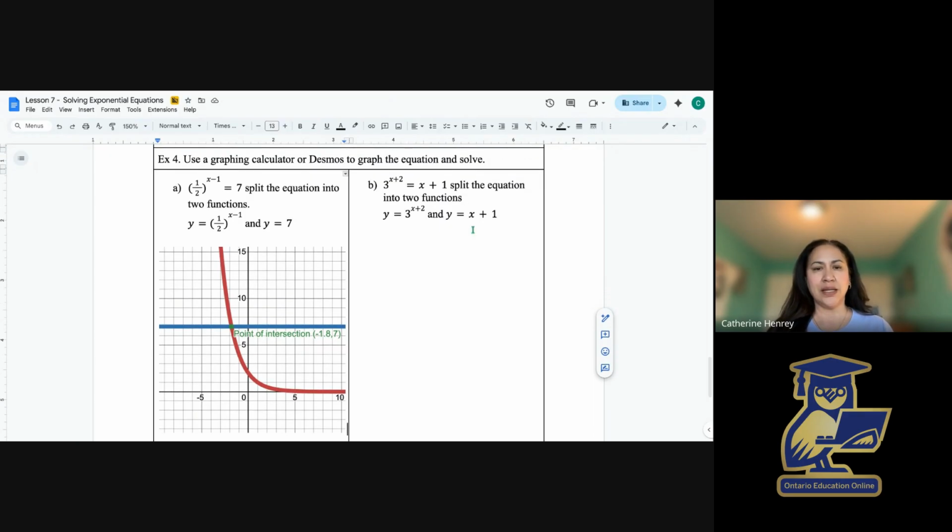So I'm going to let you do the same thing with the other exponential equation. You're going to split it into two separate functions, graph them on Desmos, and find the intersection point. Okay, good luck with that. Let me know if you have any problems and reach out to me if you do.